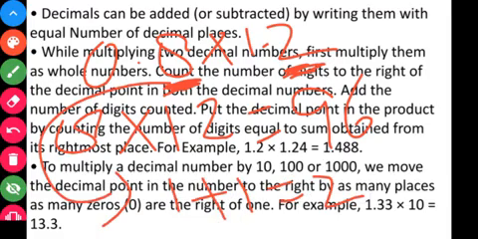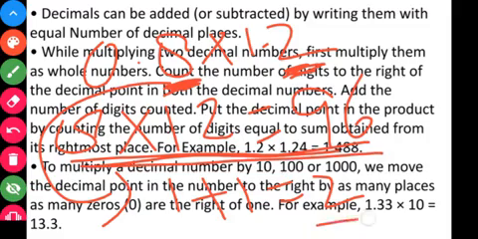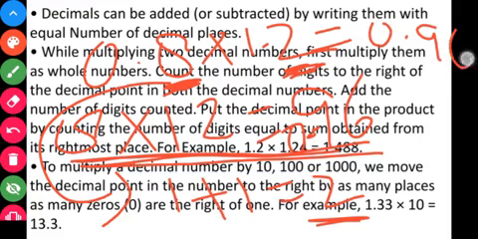Now put the decimal point in the product of the whole number. Okay, put the decimal point in the product of the whole number from the right. So here you put the decimal at 2 places. So that will be 8 into 12, 0.8 into 1.2 is equal to 0.96. Understand?